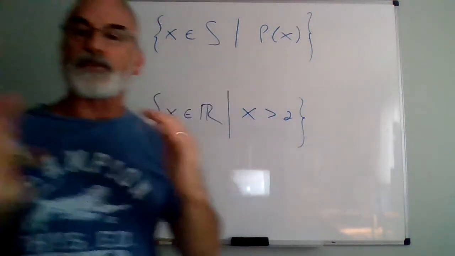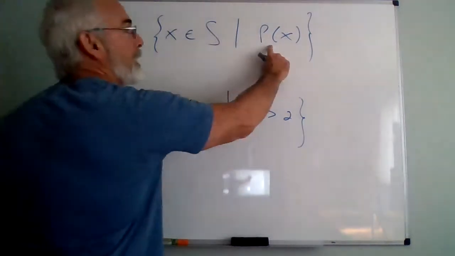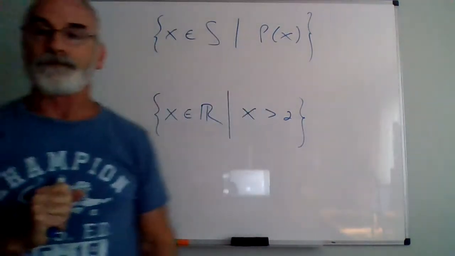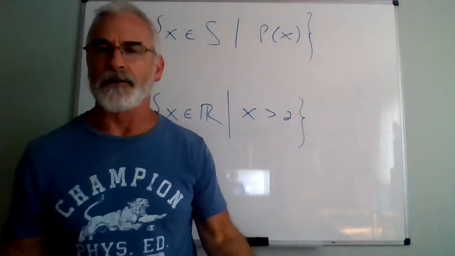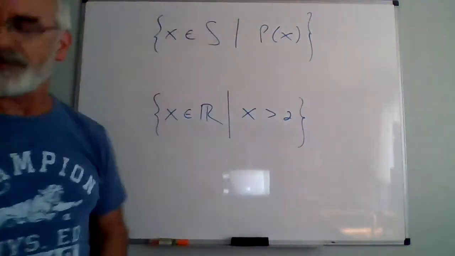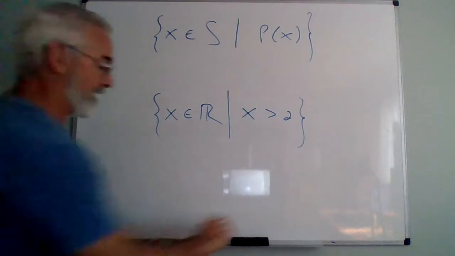So the P of X would be the specific outcomes I'm interested in. This is always the universal set, and P of X would always be something smaller, okay? But this is how set builder notation is basically used. Now, this is the most generic way of saying it. This is just a tool. This is not the end all.